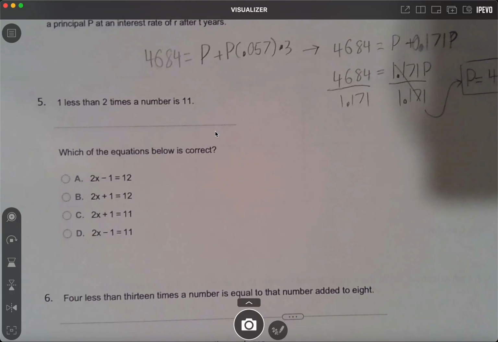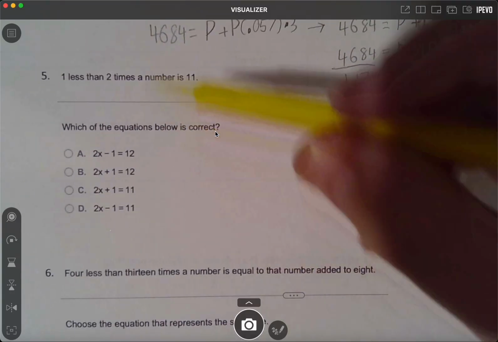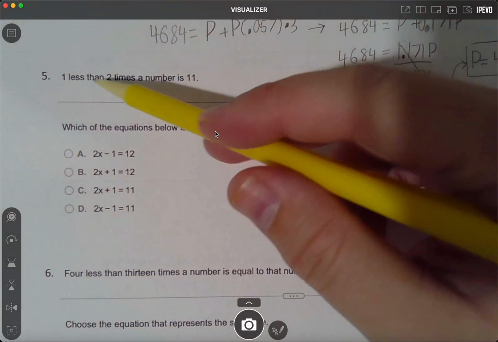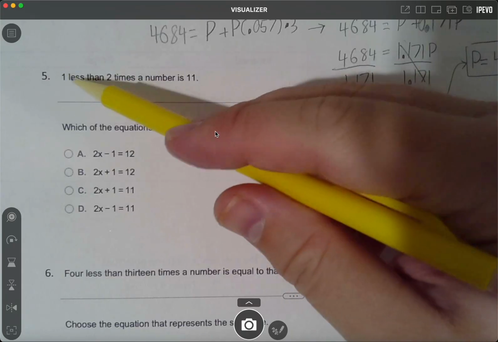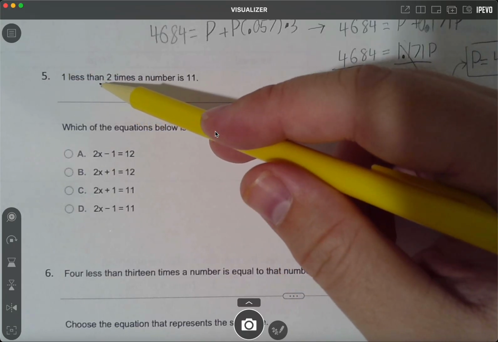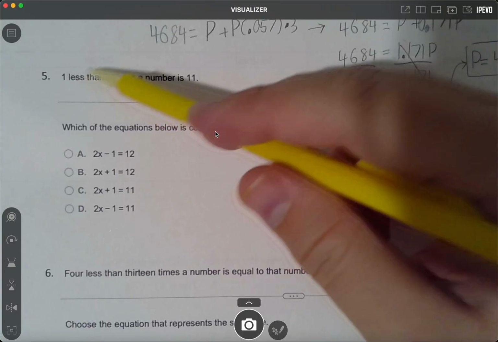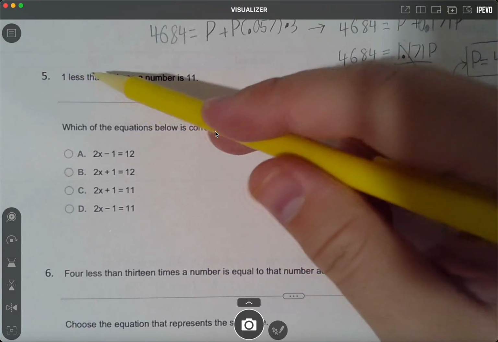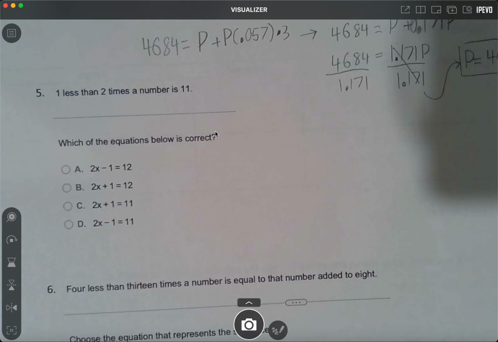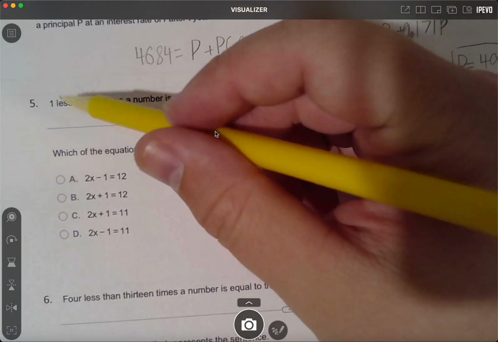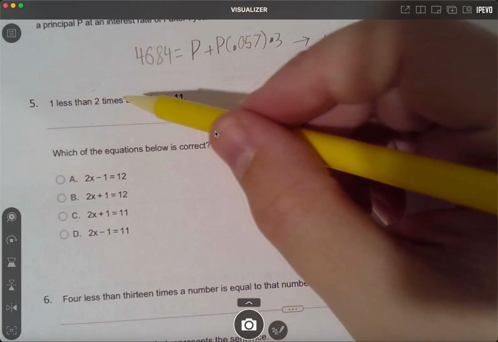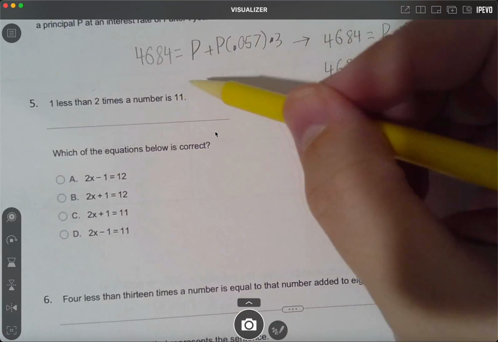All right, real life lesson over, back to the math. We alluded to this before, but if I see the words less than or more than, that means we're going to switch the order. So less than, fewer than, more than, greater than. We don't need to worry about that for the more than and greater than, but for the subtraction, it definitely matters. So we have this phrase, 1 less than 2 times a number is 11.